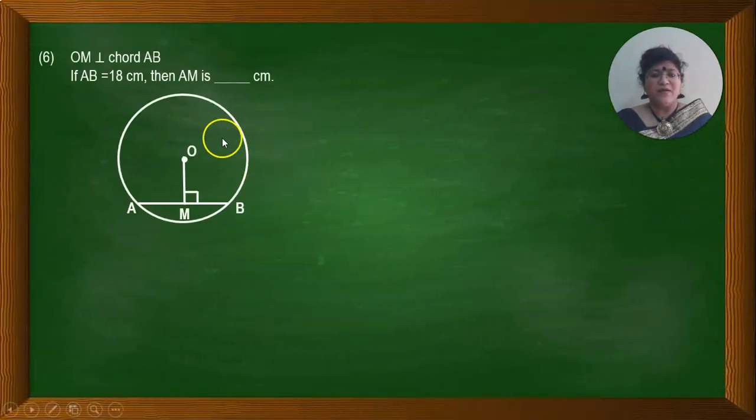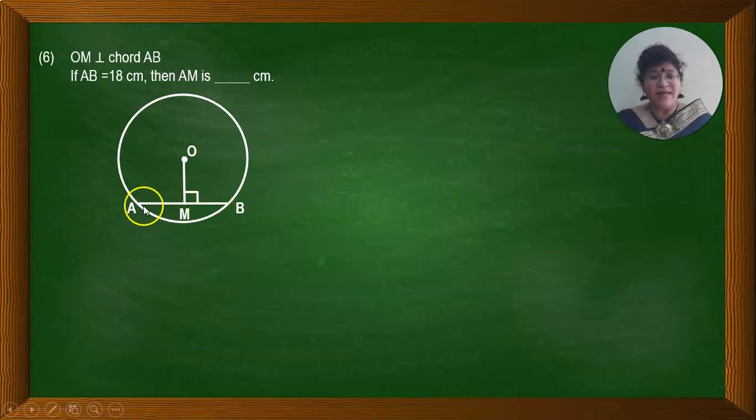Now, in this circle, OM is perpendicular to chord AB. If OM is perpendicular to chord AB, then what does this OM do to this chord AB? You have learned the theorem: the perpendicular from the center of the circle to the chord bisects the chord.